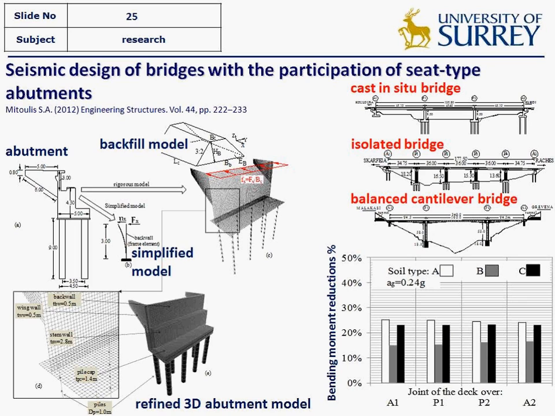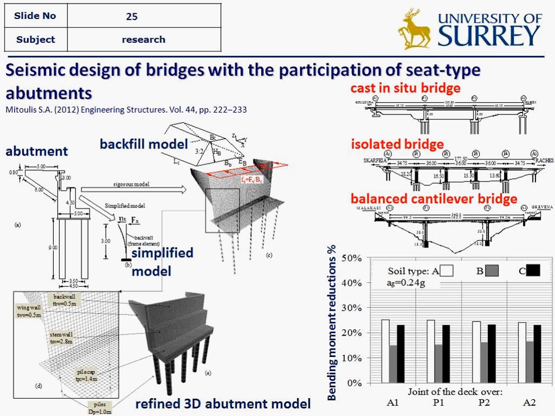So, this utilized only the conventional seat-type abutment. Nothing was done differently from the typical design, except the expansion joints. The expansion joints in that case did not take into account seismic movements, so the deck was interacting with this abutment. Bridges, the typical case with the large expansion joint and a conventional bridge with a small expansion joint, were compared in terms of deck displacements.